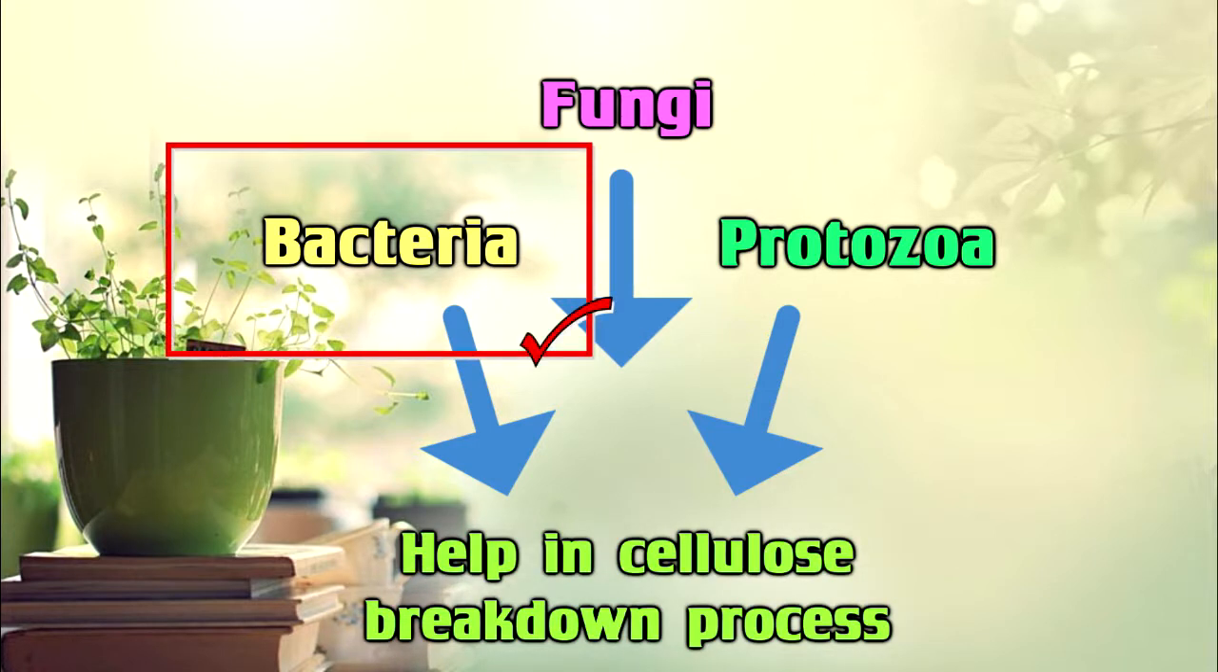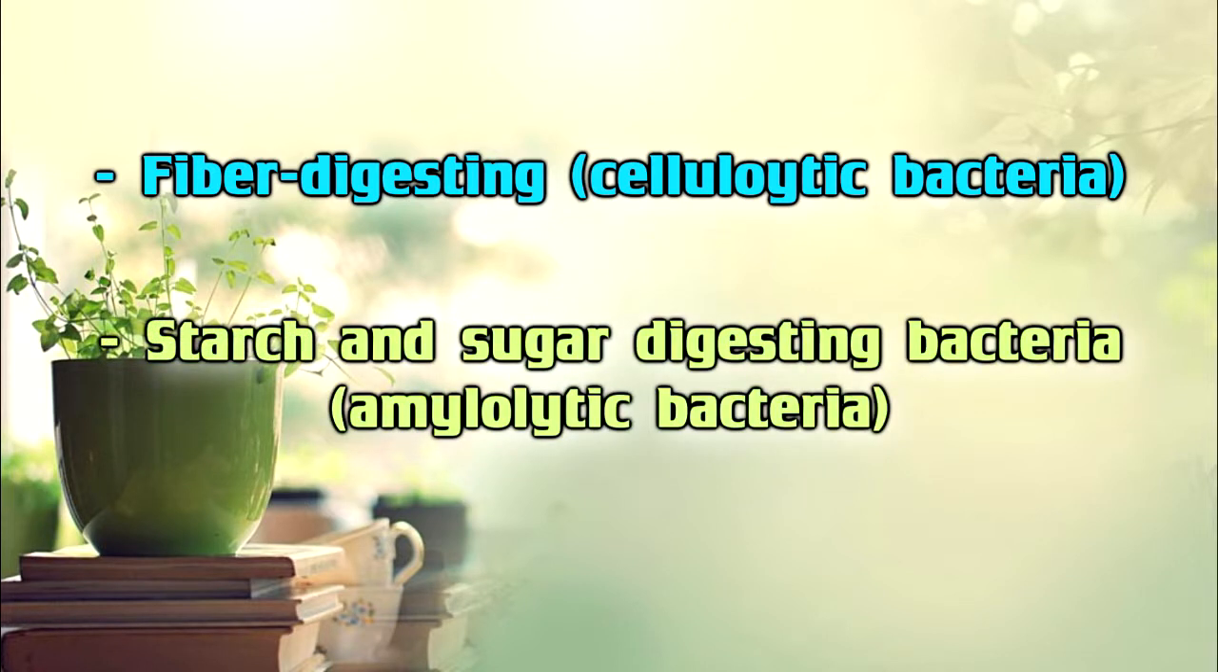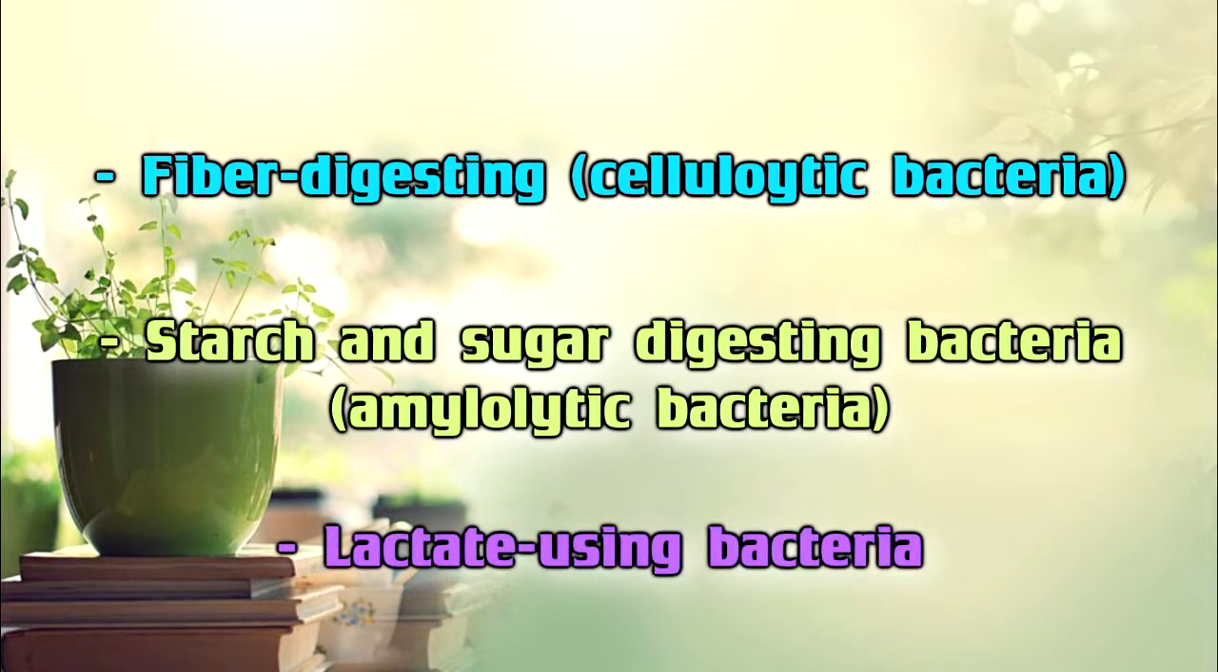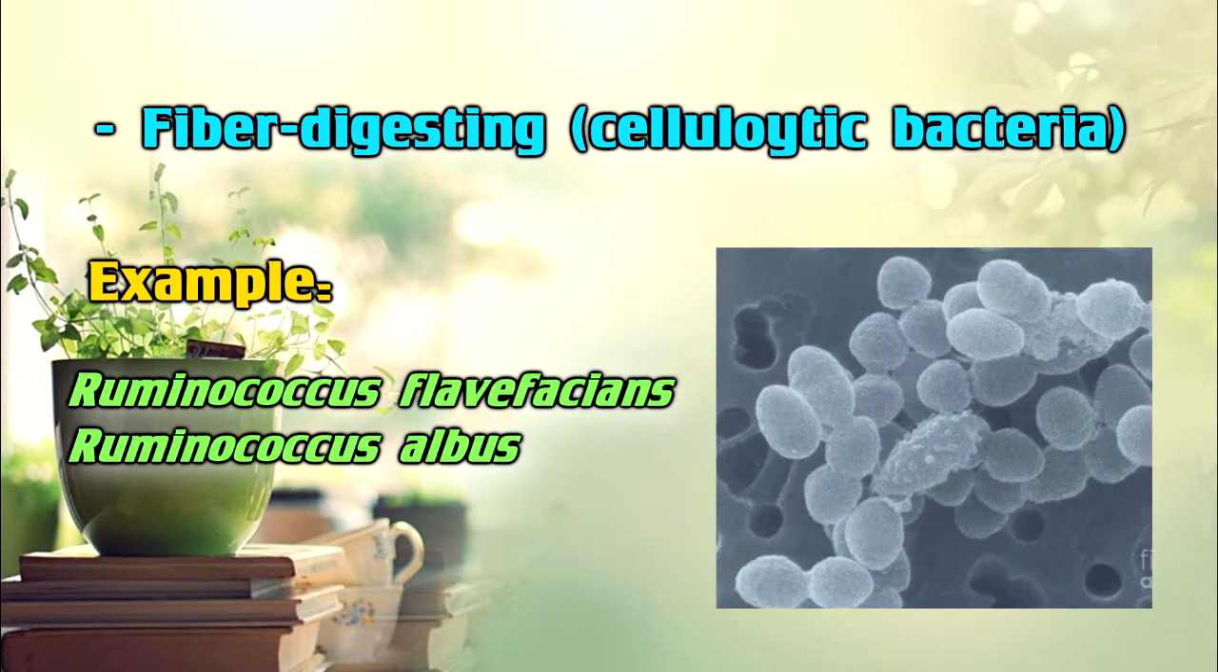Bacteria in the rumen can be classified into three groups, which are fiber digesting or cellulolytic bacteria, starch and sugar digesting bacteria or amylolytic bacteria, and lactate using bacteria. Among these bacteria, fiber digesting bacteria are the ones that help in the cellulose breakdown process in the rumen. Examples include Ruminococcus flavefaciens and Ruminococcus albus.